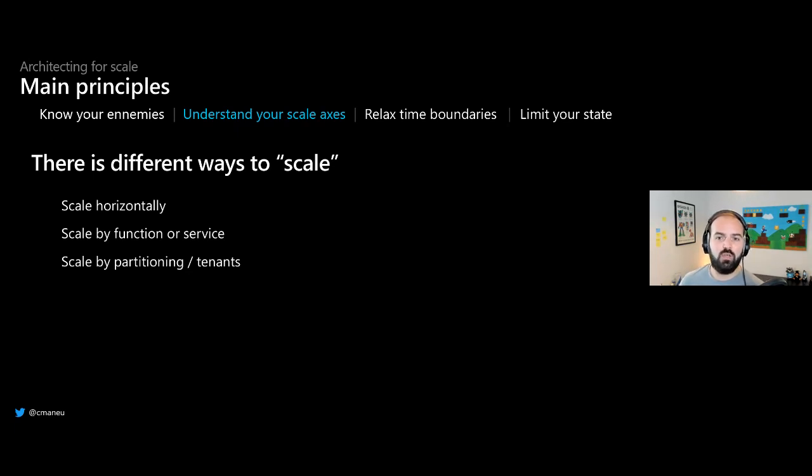And another way to scale, if you again cannot scale horizontally, is scaling by partitioning or by tenants. So scaling by partitioning is basically rerouting, trying to find a way, when a request hits your server or when a user is connecting to your application, to move it on a different partition. And each partition contains all the data from a subset of users or a subset of customers.